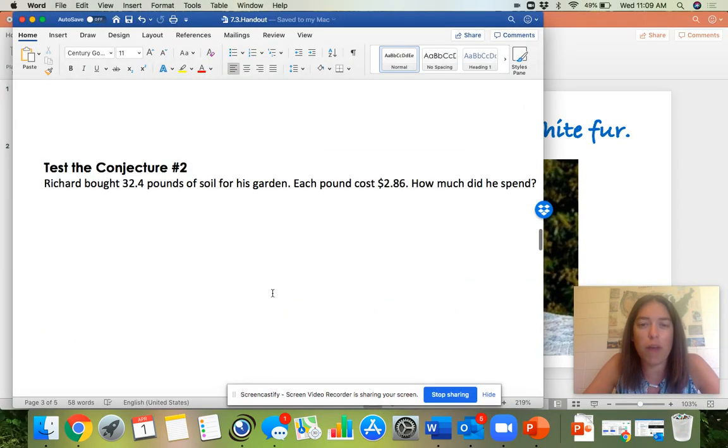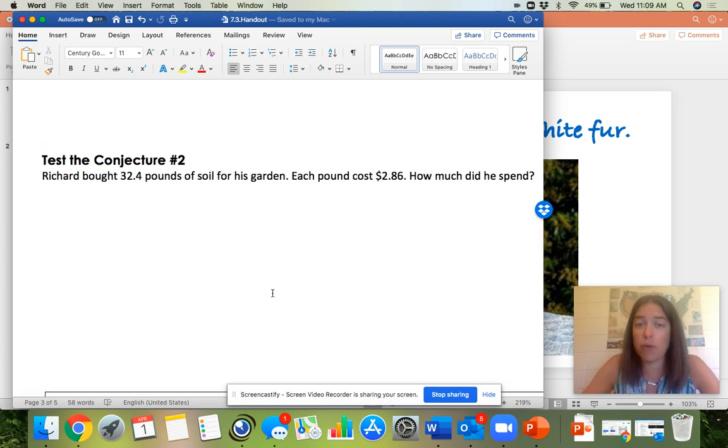All right, one more to try together. On this one, you may choose standard algorithm if you love standard algorithm, or fractions. I won't make you solve it both ways. We will take 3 minutes of work time to solve. If Richard bought 32 and 4/10 pounds of soil for his garden, and each pound cost him $2.86, I need to know how much money did he spend.